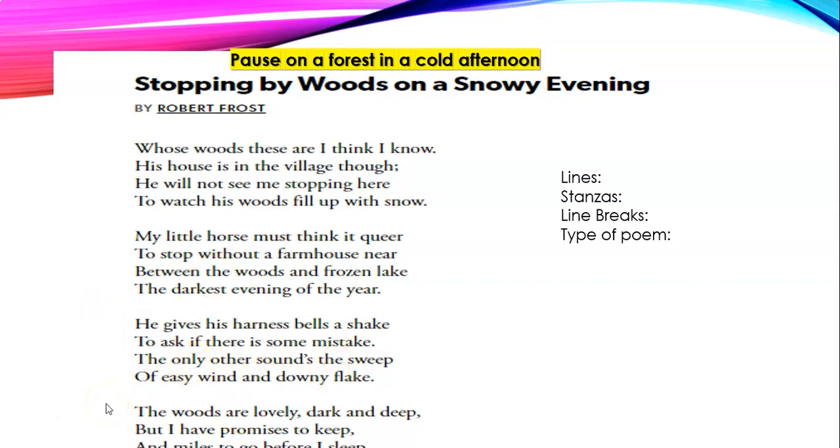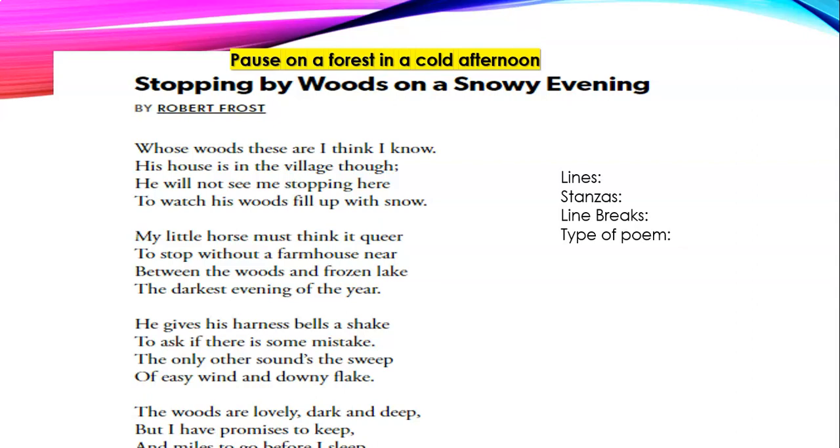There's a sound. What's that sound? The speaker included a sound of a sweep, right? It's kind of like when you're sweeping and you hear a little bit of sound if it's very, very quiet. And look what this line after that says, "of easy wind and downy flake." So where are those flakes coming from? It's snowing, right? So it's "of easy wind and downy flake."